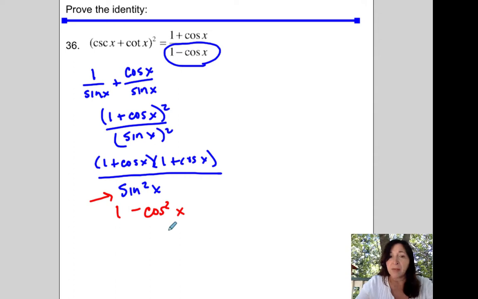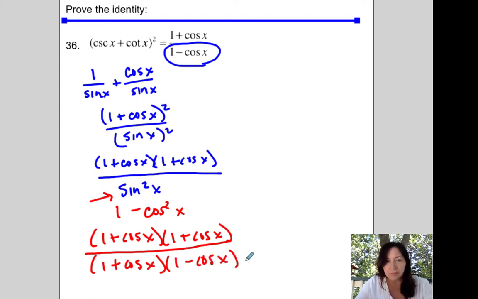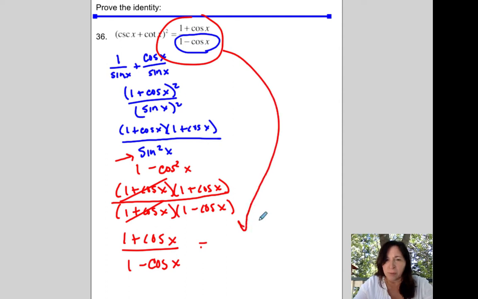So that means that that's a difference of 2 squares. Let me rewrite this: 1 plus cosine of x times 1 plus cosine of x all over 1 minus cosine squared, which is 1 plus cosine of x times 1 minus cosine of x. And then my 1 plus cosine of x's are going to cancel, and I'm going to be left with 1 plus cosine of x over 1 minus cosine of x, which is what I wanted to prove up here. So check.